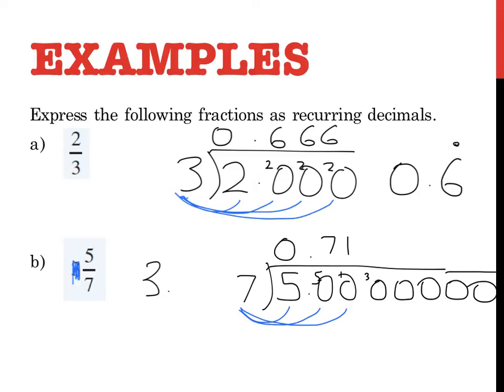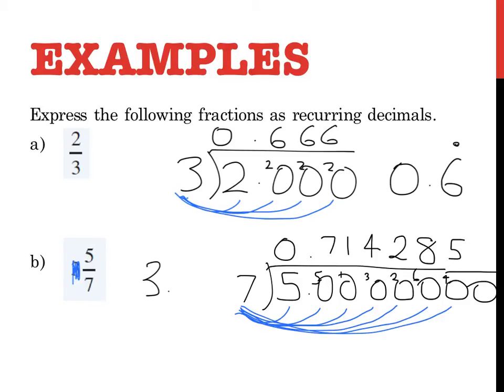Okay. How many times does 7 go into 30? Well, 7 4s are 28, so that's a remainder of 2. How many times does 7 go into 20? Well, 7 1s are 7, 7 2s are 14, with a remainder of 6. How many times does 7 go into 60? Well, 7 8s are 54. Oh, sorry, 7 8s are 56, with a remainder of 4. How many times does 7 go into 40? Well, 7 5s are 35. Okay, so with a remainder of 5.